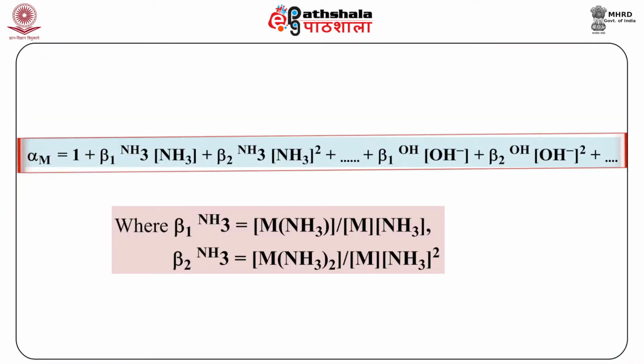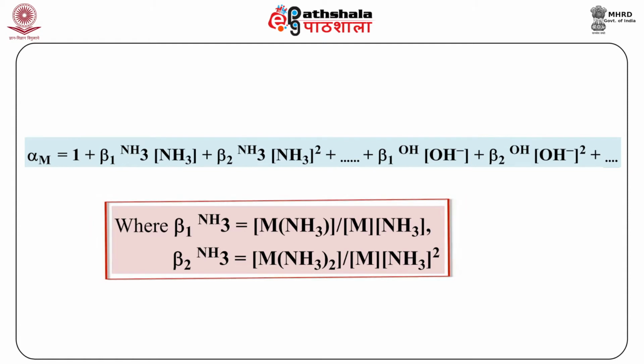Considering the stability constants of the various complexes after the expression describing M', EDTA' and MEDTA', it is easy to check. For example, here alpha M is equal to 1 plus beta 1 for NH3 plus beta 2 for NH3 square plus beta 1 for hydroxide ion plus beta 2 for hydroxide ion whole square.